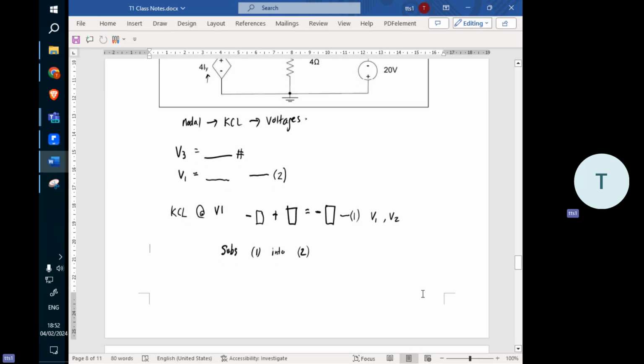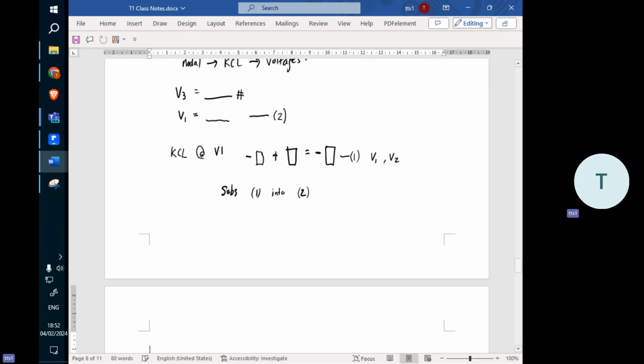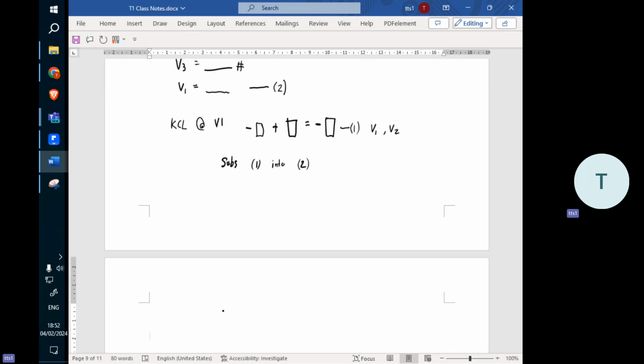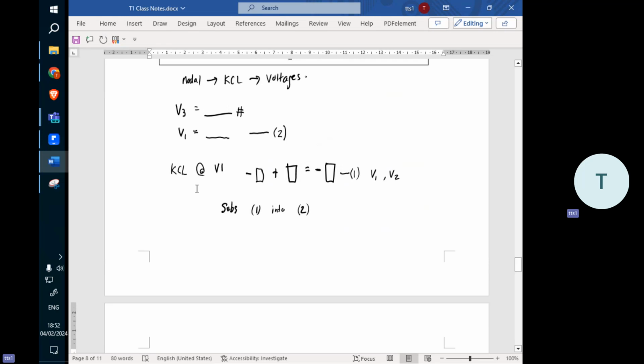Then again, this is quite complicated. You substitute 1 into 2, then you substitute, wait a minute, let's see. After you've done this, V1, KVL, you get equation number 1.